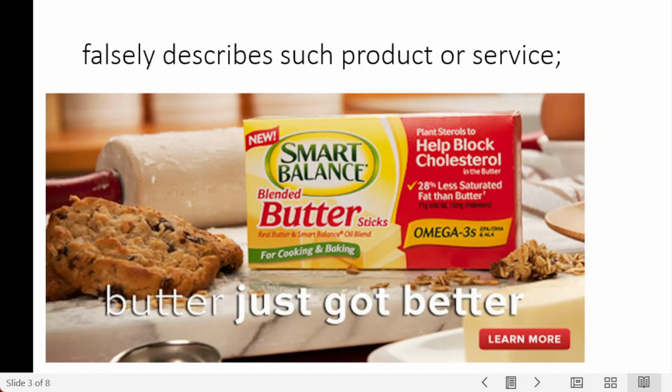Now, if you look at this butter, 'just got better', here they are making a claim that it helps block the cholesterol. Actually, cholesterol blocks the blood flow. Here we are talking about blocking the cholesterol itself, and 28% less saturated fat in the butter. That's what needs to be verified. And if they are false descriptions, then it is a misleading advertisement.